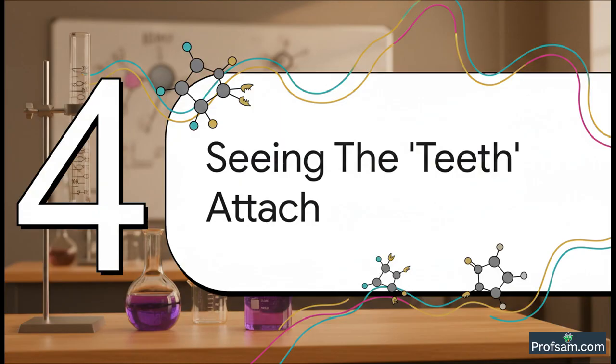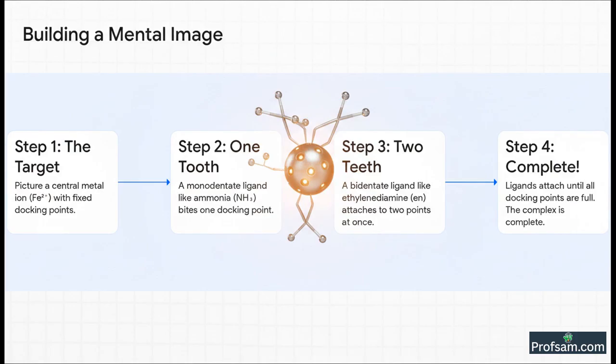Now that you have the chef analogy in mind, let's build a clear mental picture of how these ligands actually use their teeth to attach to the central metal atom. Let's visualize this together, step by step. First, picture a central metal ion, let's say iron 2, as a target with a certain number of docking points. Next, a monodentate ligand, like ammonia, comes close.